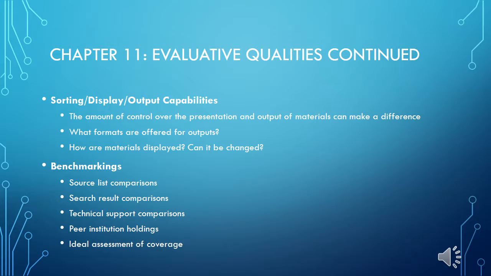And what is the ideal assessment of the coverage in relation to the subject matter? Or rather, what percentage of the overall literature of a subject is available within that database or those databases? This can be very hard to determine, but is a very thought-provoking question when evaluating databases and determining whether or not it is appropriate for your institution and whether or not it will meet the needs that you are seeing.